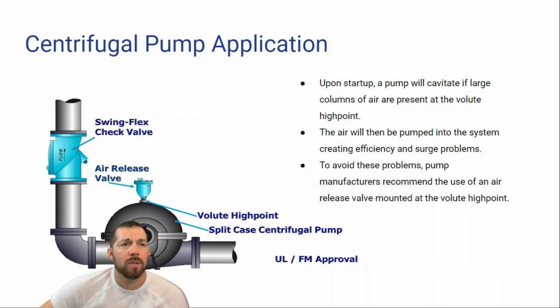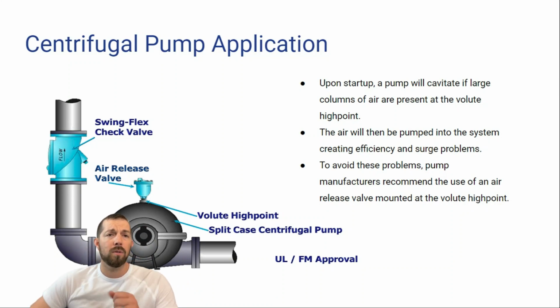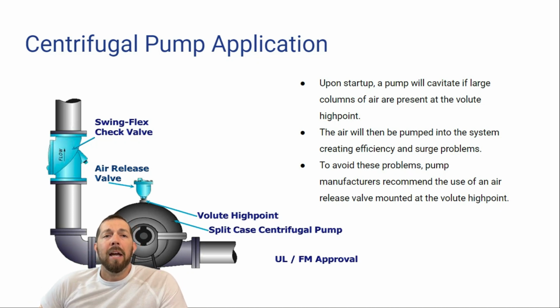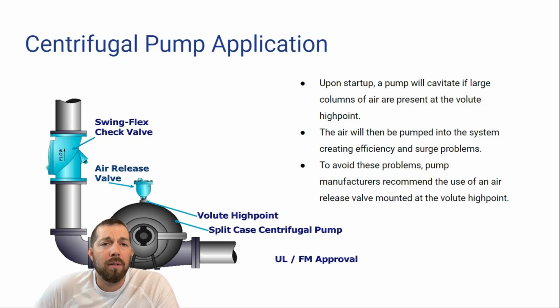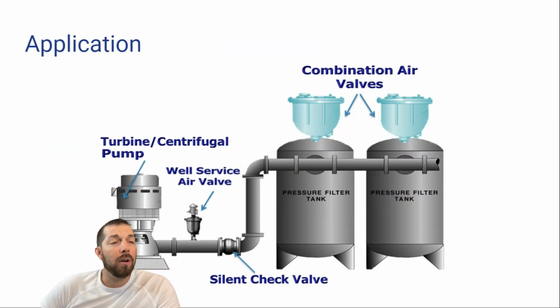So some applications, centrifugal pump application here. You can see the air valve is up top on the volute at the high point. So upon startup, a pump will cavitate. If large columns of air are present at the volute high point, the air will then be pumped into the system, creating efficiency issues along with surge problems as well. So to avoid these problems, pump manufacturers do recommend that an air release valve is mounted at the volute high points. So this is a good application for an air release valve.